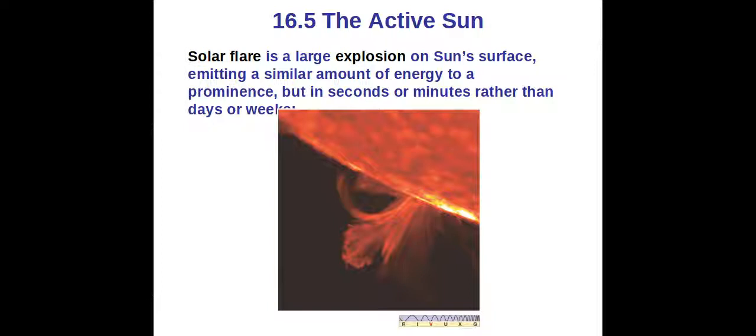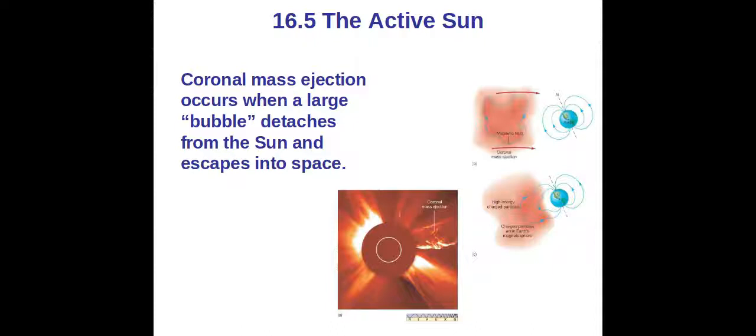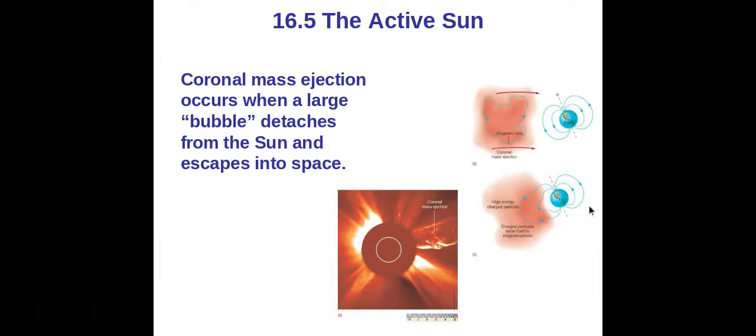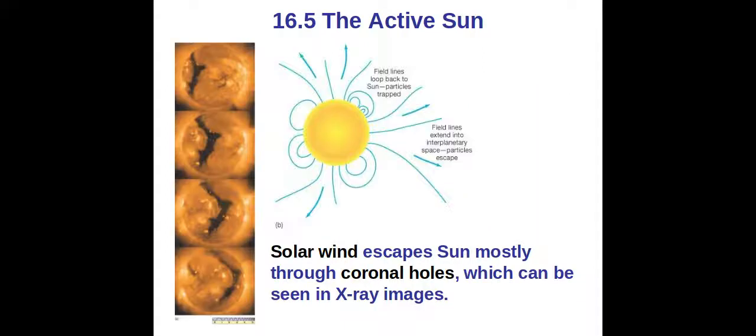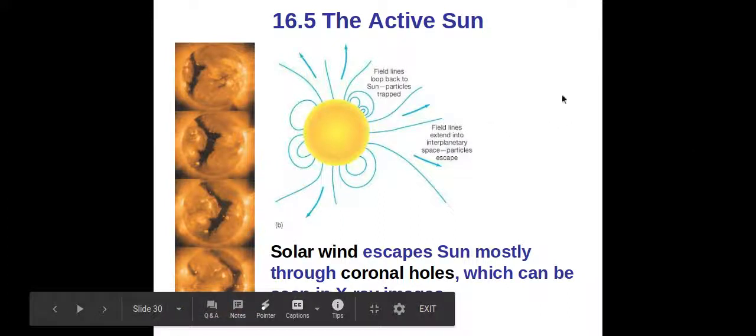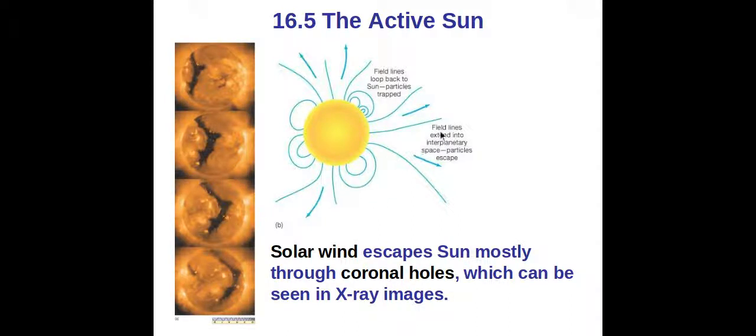So a solar flare is a large explosion on the sun's surface, emitting a similar amount of energy to a prominence, but in seconds or minutes rather than days or weeks. And a coronal mass ejection occurs when that large bubble detaches from the sun and escapes off into space. So this actually sends mass from the sun flying off into space. Tons of energy goes with it. And then there's always solar wind that's flying through space. Lots of electrons and particles that are flying away, bringing away lots of energy.